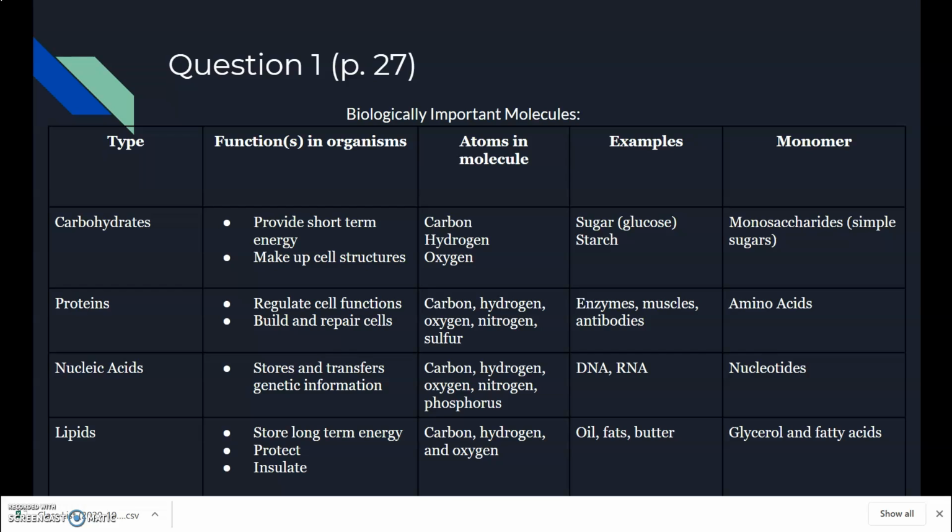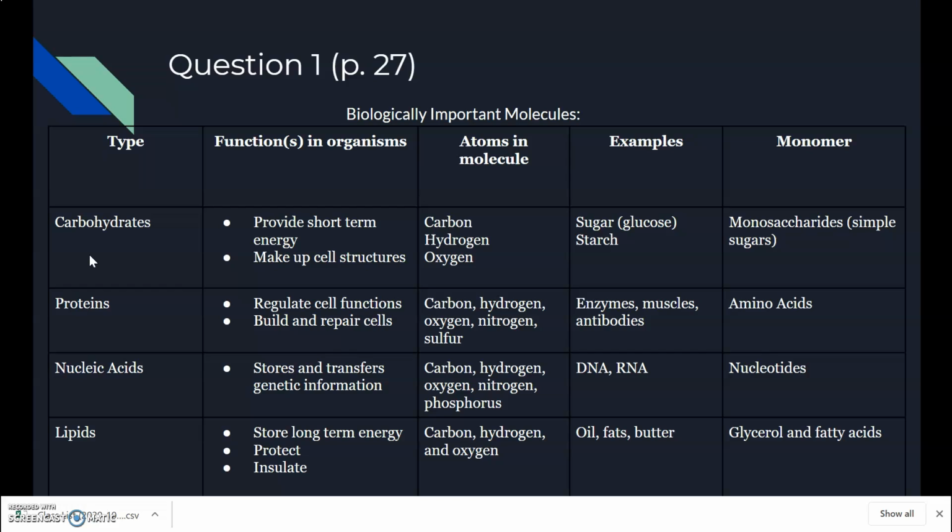Now, a monomer is a fancy word for one part. Mono means one, mer means part. Monomer equals one part. So think of a monomer as like a brick, and think of the molecules, these biologically important molecules, as the whole brick wall. A brick wall is made up of multiple bricks. So if you get enough simple sugars together, you end up making a carbohydrate.